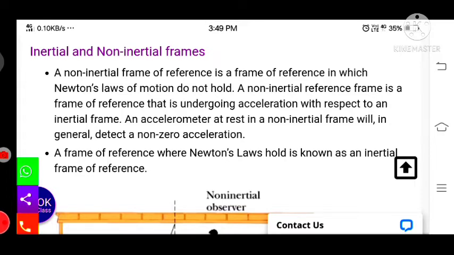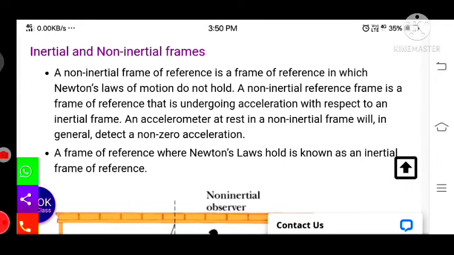An accelerometer at rest is a non-inertial frame, while in general it detects a non-zero acceleration.